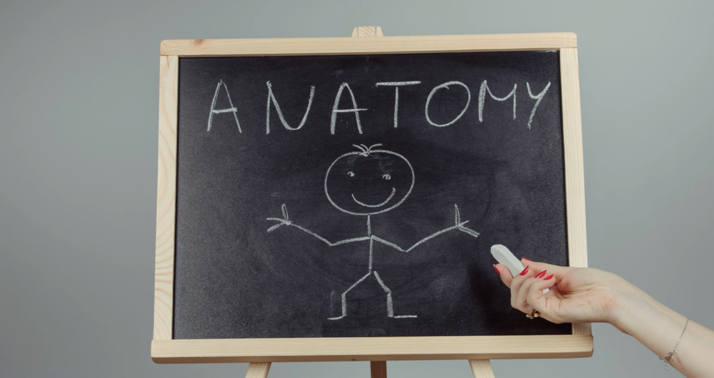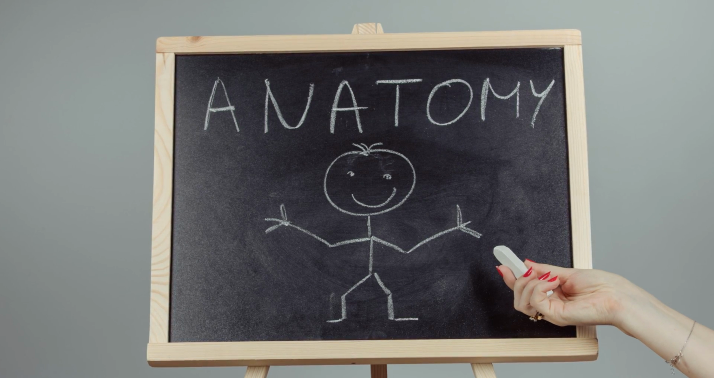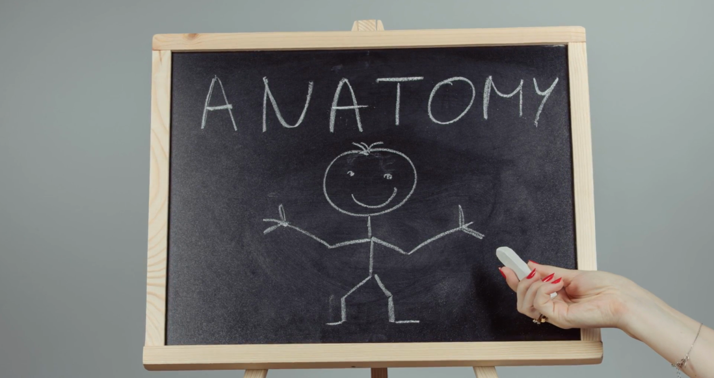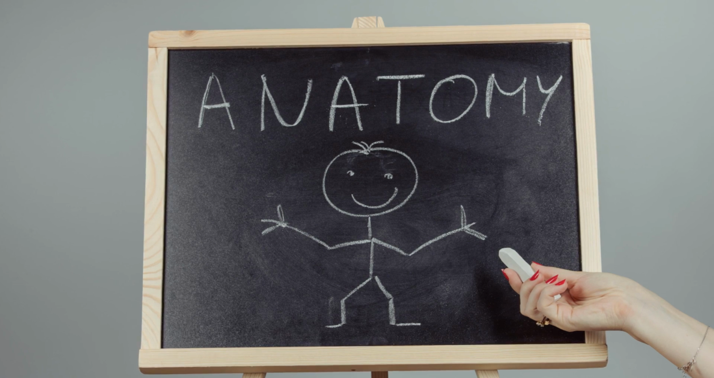What is the major organ of the male reproductive system? The major organs of the male reproductive system are the testicles, which produce sperm and testosterone, and the penis.